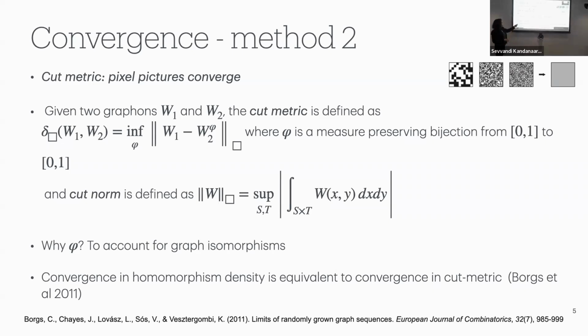So convergence in homomorphism density is equivalent to convergence in the cut metric, and this was proved by one of the papers from Borgs and Chayes's group.